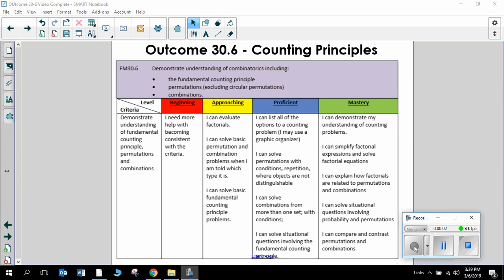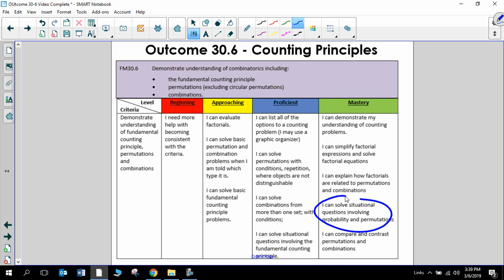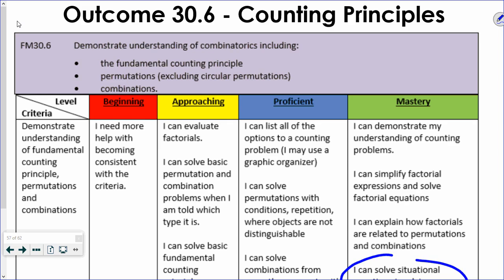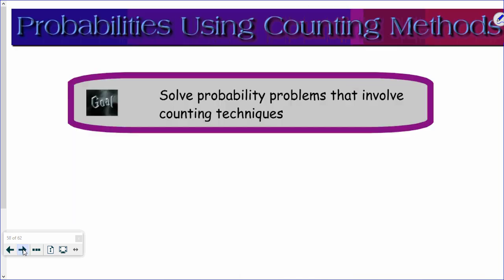Welcome to the very last lesson from Outcome 30.6, Lesson 8. In this lesson, we are going to start looking at how we can use permutations and combinations to solve some probability type questions. On your rubric, they are typically level 4 type questions along with others. So again, we're going to try to solve some probability questions.